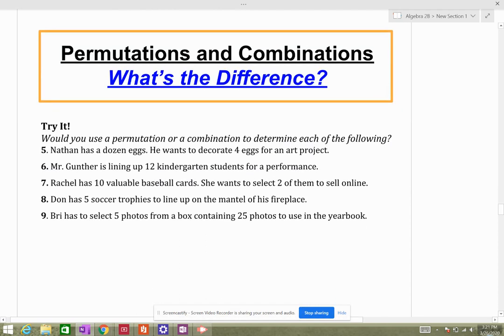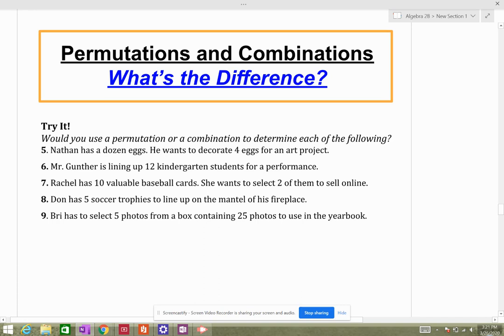All right, so we know how to calculate permutations and combinations. Now we need to gauge whether or not we can tell the difference between them. So for these 5 scenarios, I want you to read them and next to each one identify whether you think it'd be a permutation or a combination, and then you can check your answers in just a second.